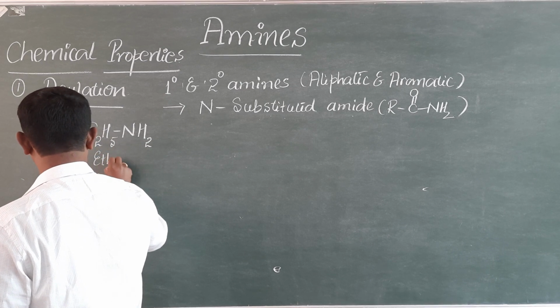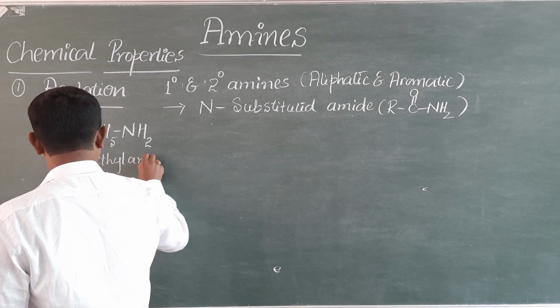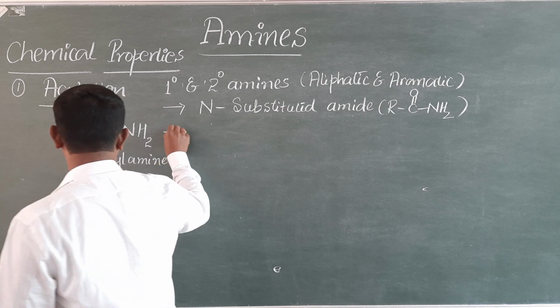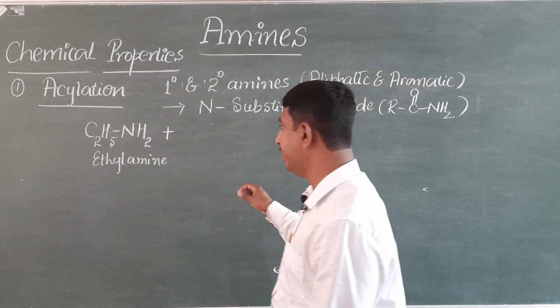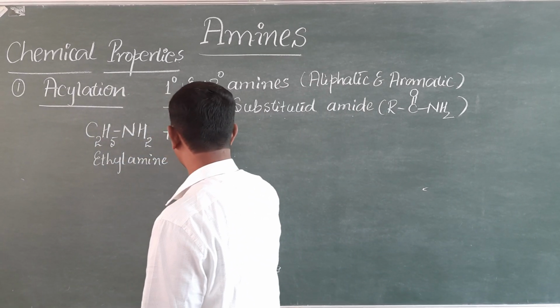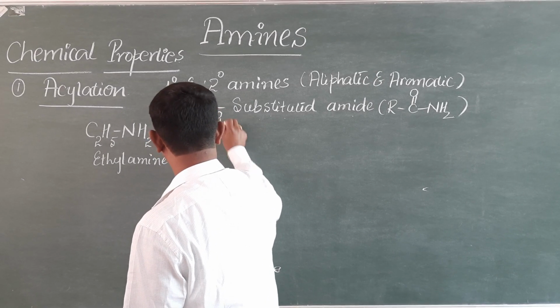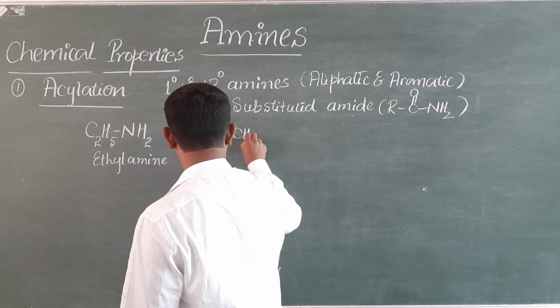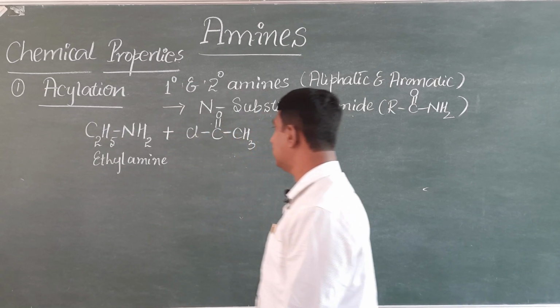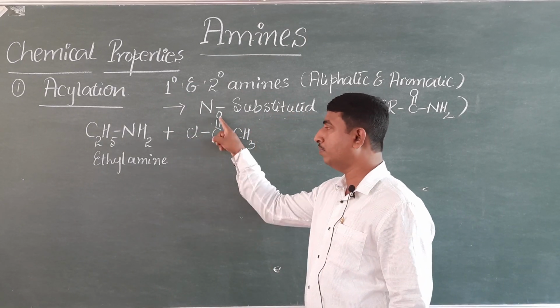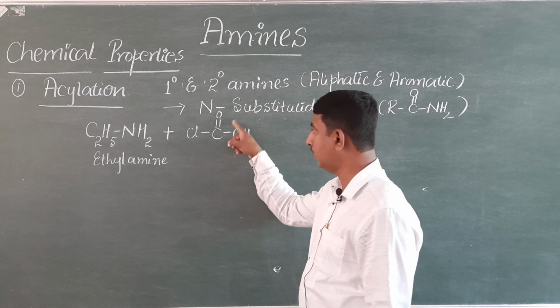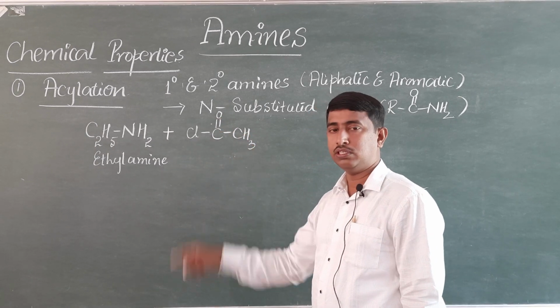Ethylamine. Ethylamine is made to react with acid chloride. I can write it like this. The formula of acid chloride is R-C double bond O-Cl. In the place of R, I wrote CH3.